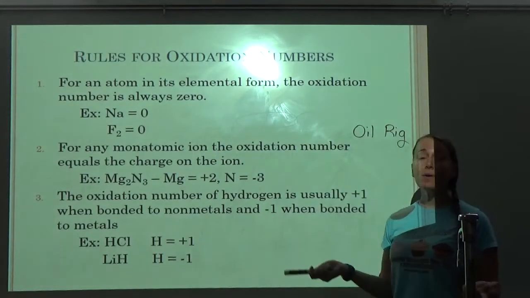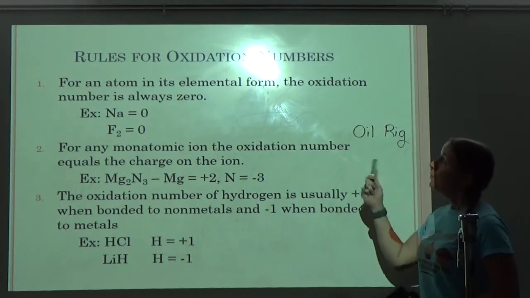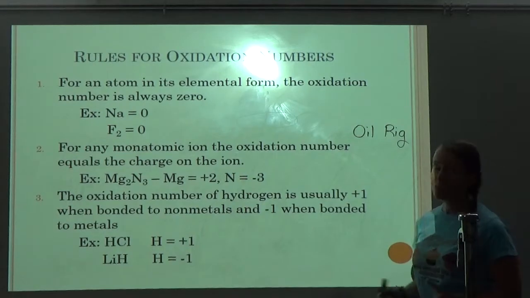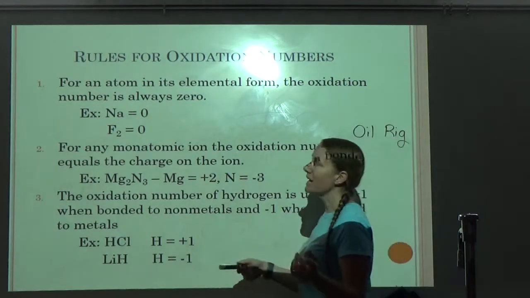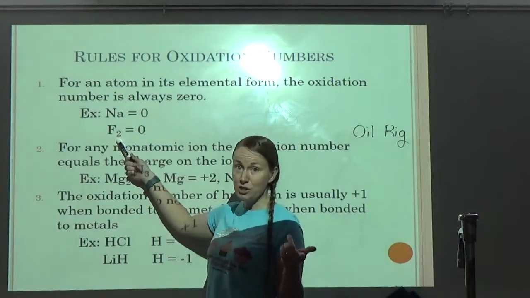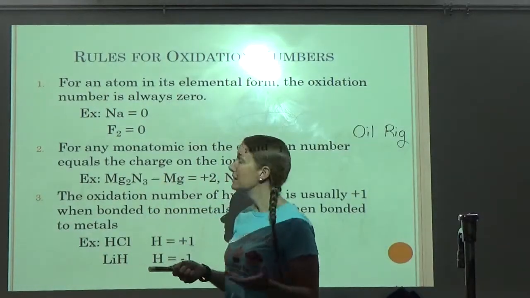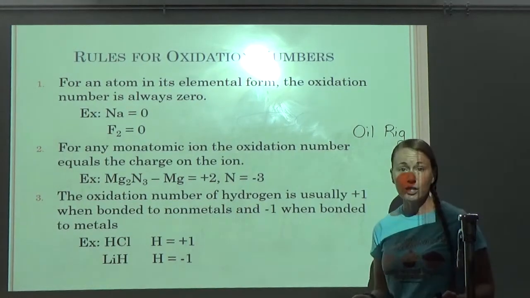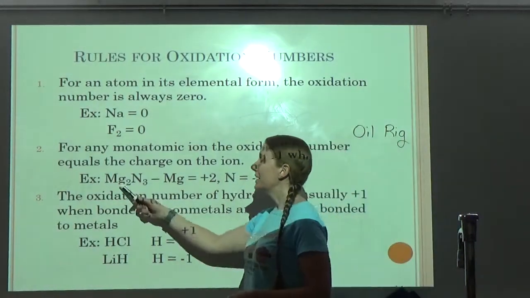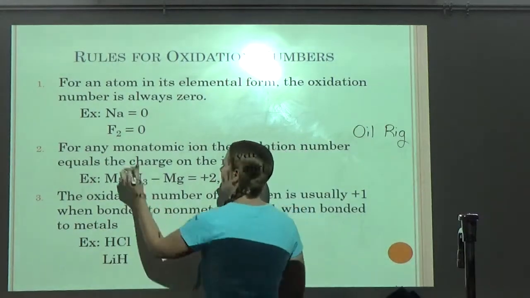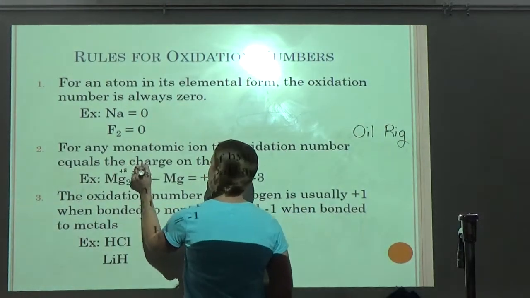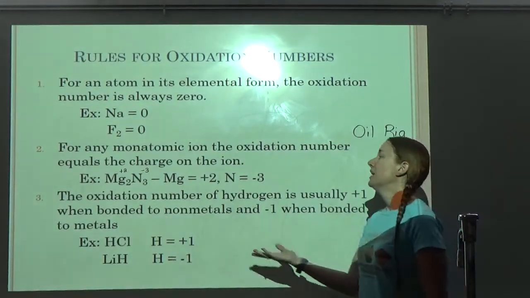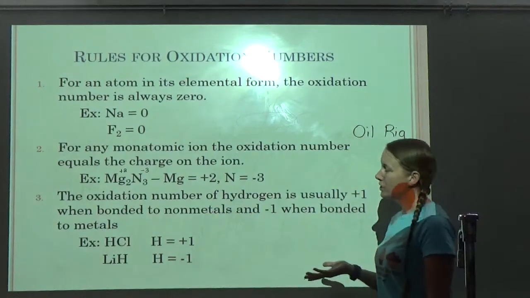So the rules for writing oxidation numbers. For an atom in its elemental form, the oxidation number is always 0. So like if it just says sodium solid, it's 0. Don't forget, some of our elements are diatomic, so like F2 gas is 0. For any monatomic ion, the oxidation number equals the charge. So for example, if we had magnesium nitride, we know magnesium's positive 2, nitrogen's negative 3, and then we cross our charges to make magnesium nitride. So the oxidation numbers are just the charges.